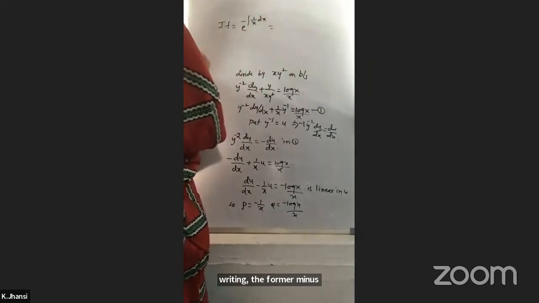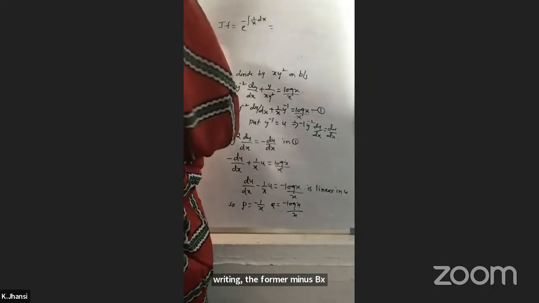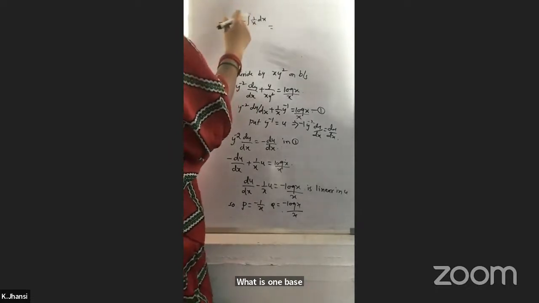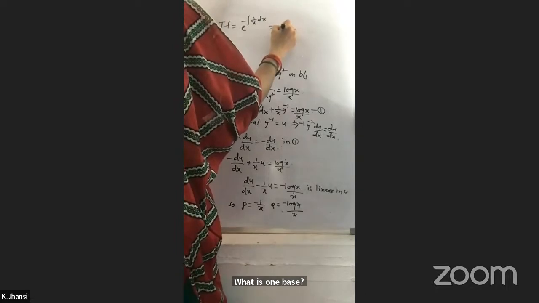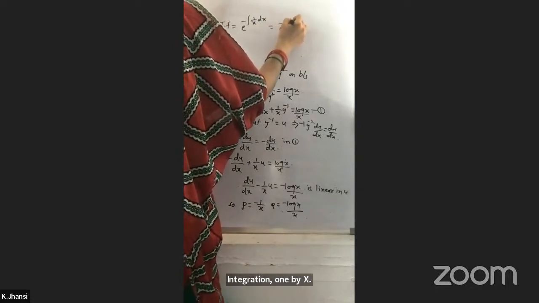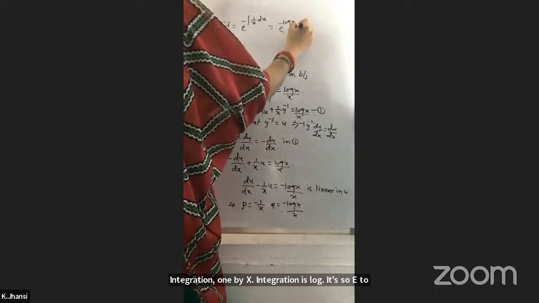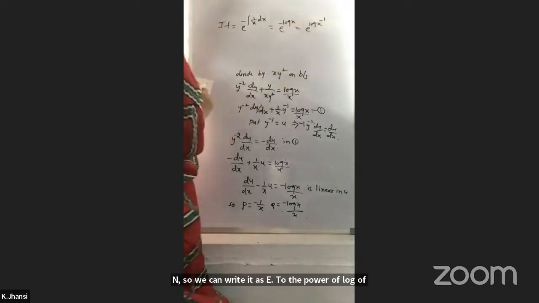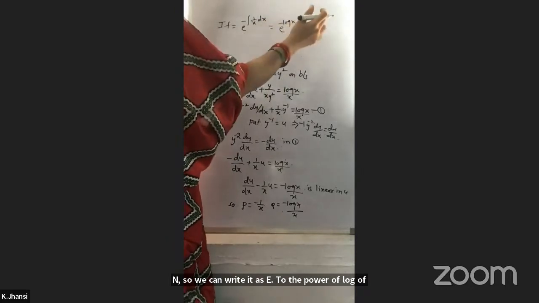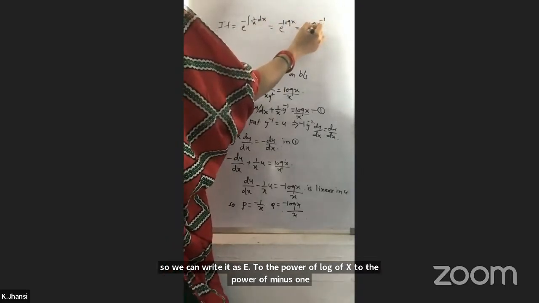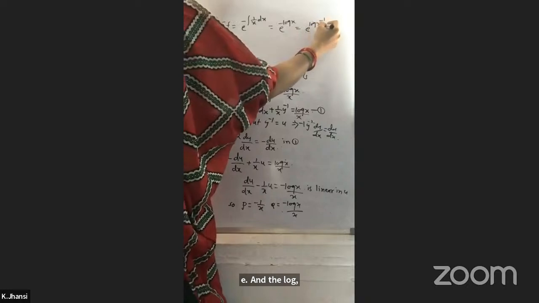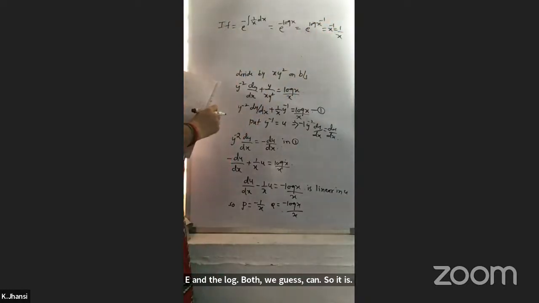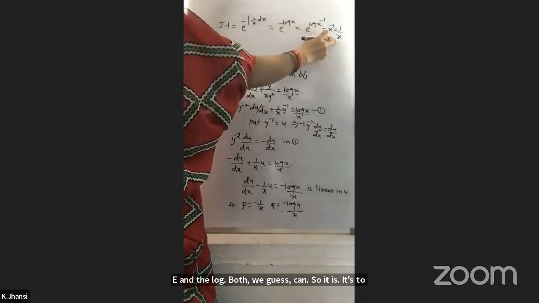So it is equals to, what is 1 by x? Integration of 1 by x is log x. So e to the power of minus log x you will get. So we can write it as e to the power of log of x to the power of minus 1, this negative will go there. E and log both will get cancelled. Both are minus 1, so both will get cancelled. So it is x to the power of minus 1, it is 1 by x. So the integrating factor is 1 by x.